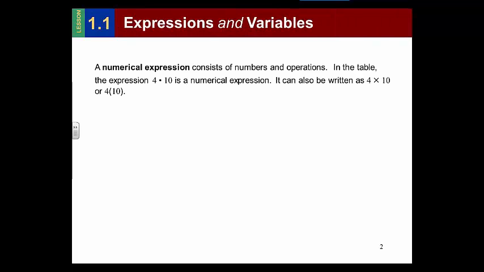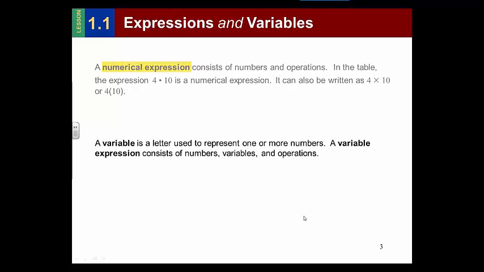There are 2 types of expressions. A numerical expression consists of numbers and operations. As an example, 4 times 10 is a numerical expression. A variable is a letter used to represent one or more numbers. A variable expression consists of numbers and operations as well as a variable.